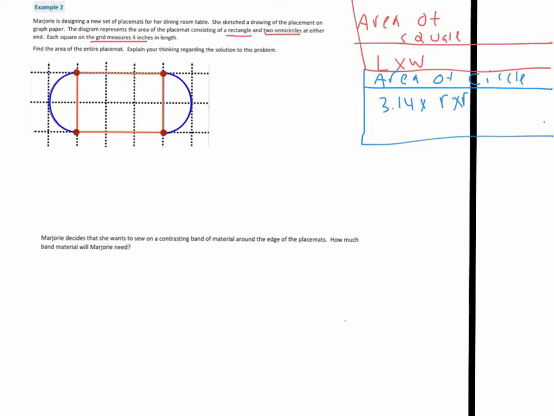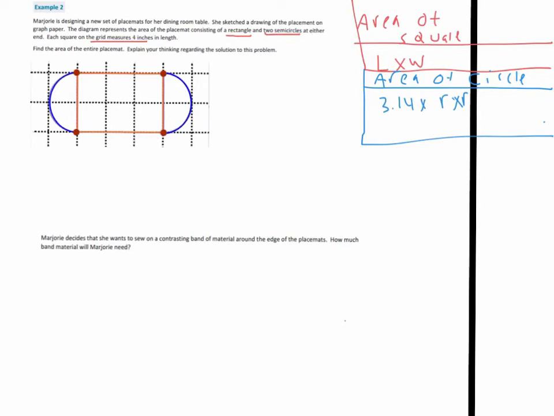So let's go ahead and dissect this problem into 2 different problems. First we have the rectangle. So we want to find the area of the rectangle first, and the rectangle here is nice visually in red. So each one of these is 4 inches. So this is 4, 4, and 4, and that's the length. And then the width would be another 4 and 4.